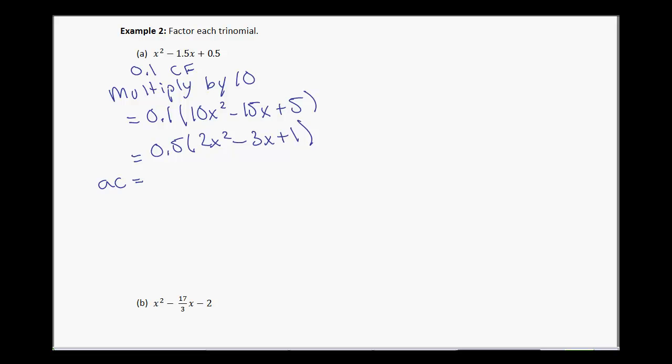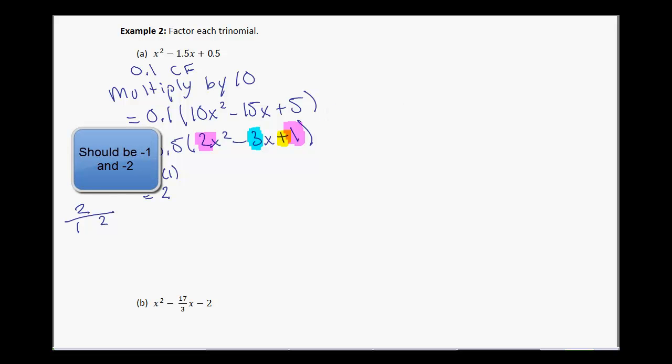So our AC method takes our A coefficient and multiplies it by our C coefficient, which in this case will give us 2 times 1, which equals 2. So we need now to find two values that will multiply to 2 and then we'll add to 3 here. So factors of 2 are 1 and 2, and that is all we have in this case, and those also add up to 3.